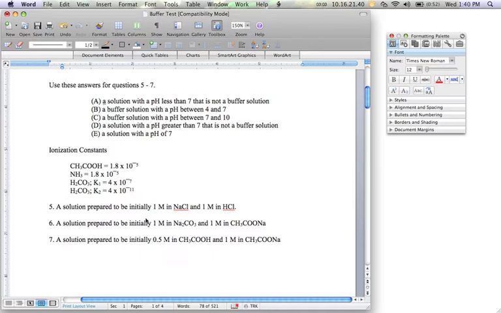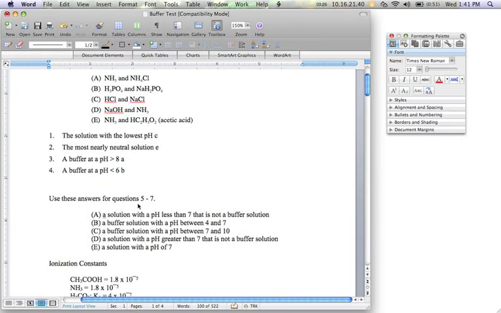Solution prepared to be initially 1 molar NaCl and 1 molar HCl. Well, we have a neutral salt and a strong acid. So that would be a solution with a pH less than 7, and it's not a buffer solution because you can't have a buffer made out of a neutral salt and a strong acid, so this is going to be A.